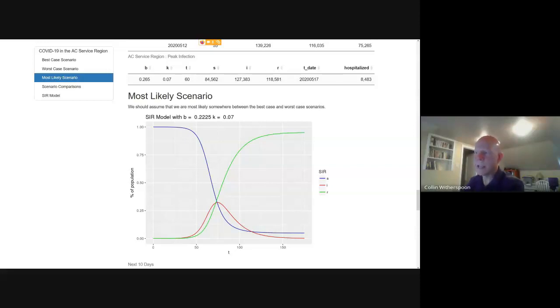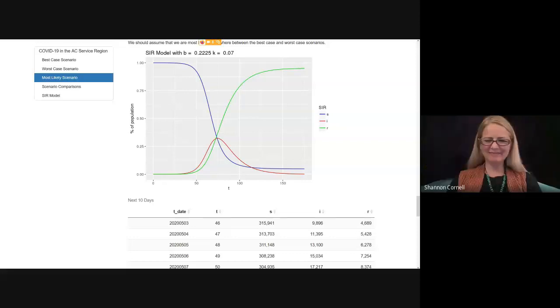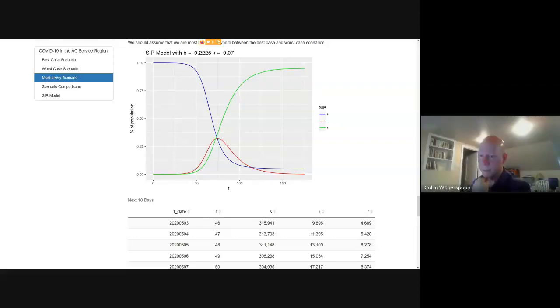So I would say a second wave is nearly guaranteed, just because also there will be those that note this graph, this most likely scenario graph. Look at the blue line, the blue curve. It doesn't actually go to zero. Right. So there are still susceptible people in the population.